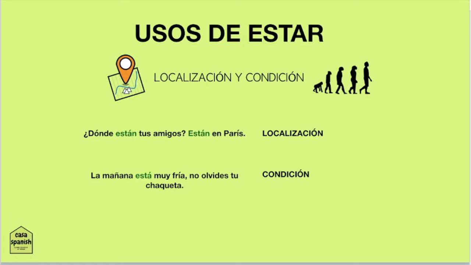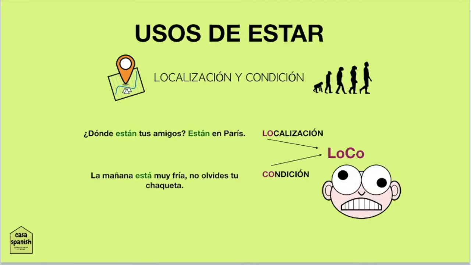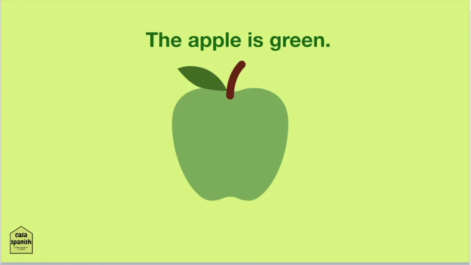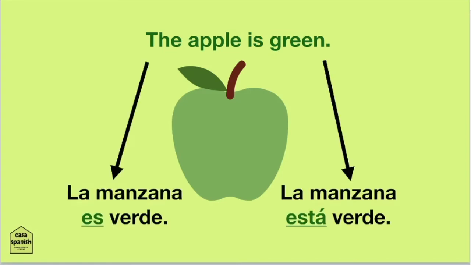There's also a bit of a formula here. If you take the first two letters, we have lo and then we have co, loco, and this will help you remember that for the verb estar, we use localización and condición. So if we go back to our first example of the apple is green, we have la manzana es verde, falling into the category of description. So we have to use es. But la manzana está verde, it's a condition because it's going to change.